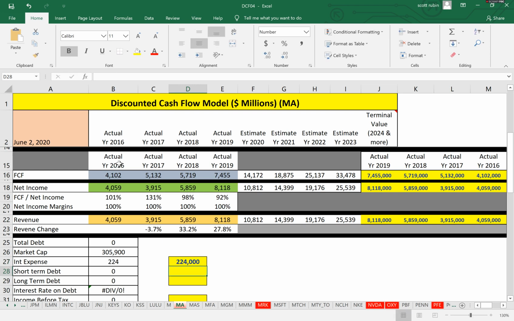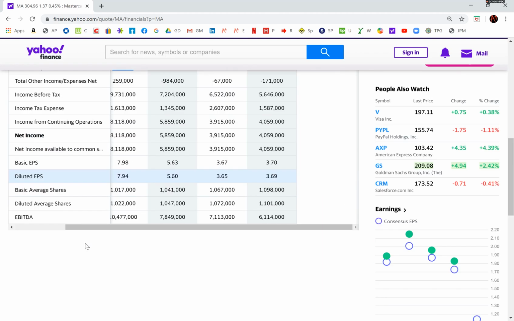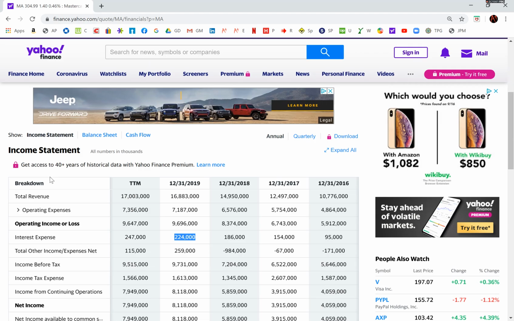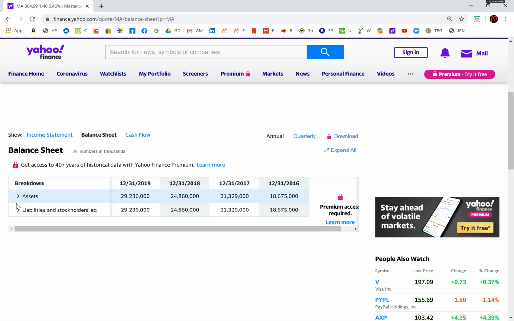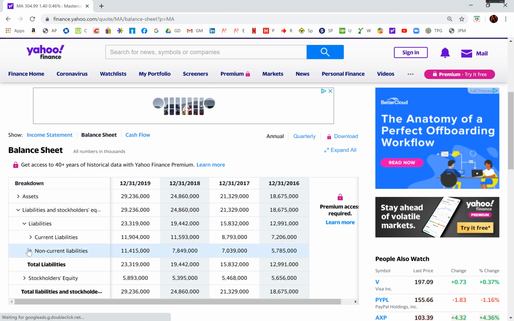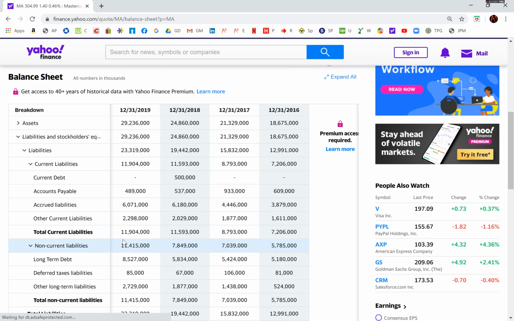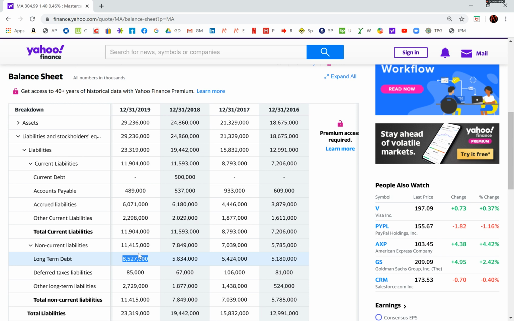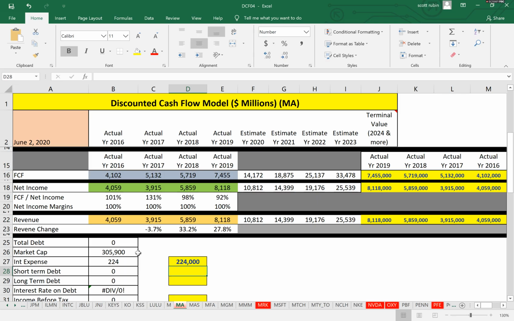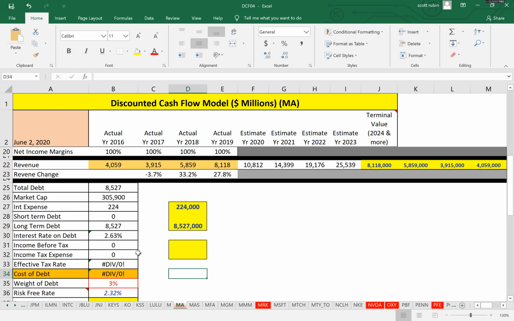The interest they pay on the debt is $224 million. And let's see how much debt they have. We'll go to the balance sheet, the liability section. No current debt, but they do have long-term debt of $8.5 billion. And long-term debt is due after 1 year. And they pay 2.6% interest on their debt.